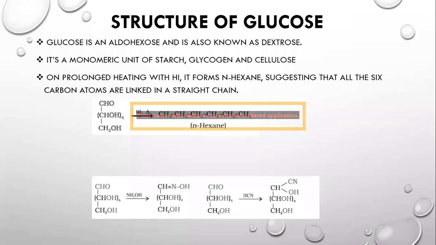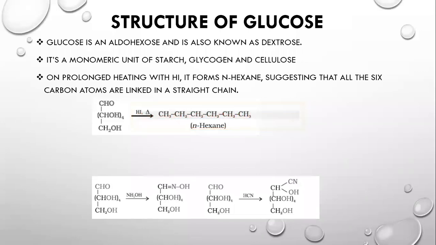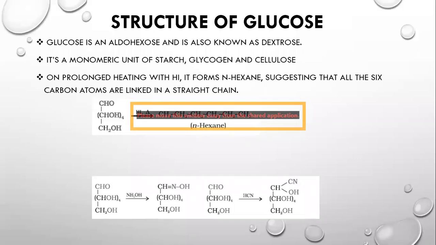So if the formation of n-hexane is going to take place, then the six carbons in the glucose should be arranged linearly. The six carbons in the glucose should be arranged linearly. Are you getting my point? Are you understanding? So it is very important.